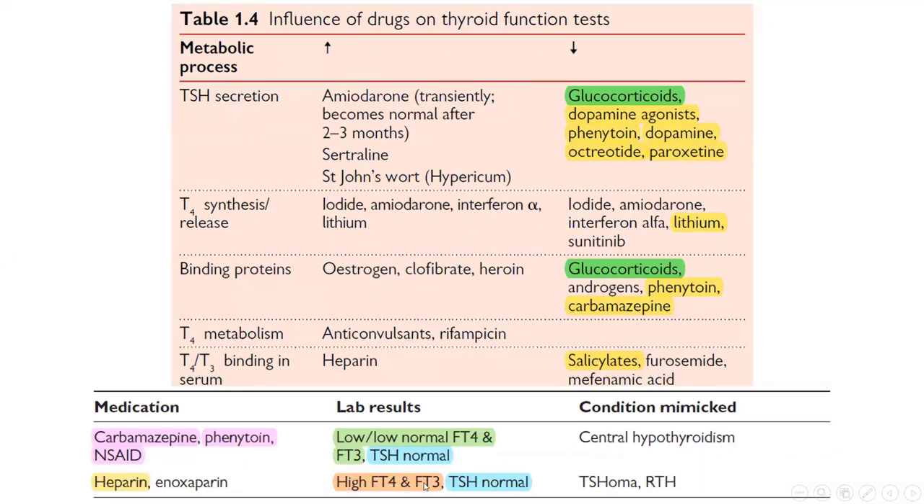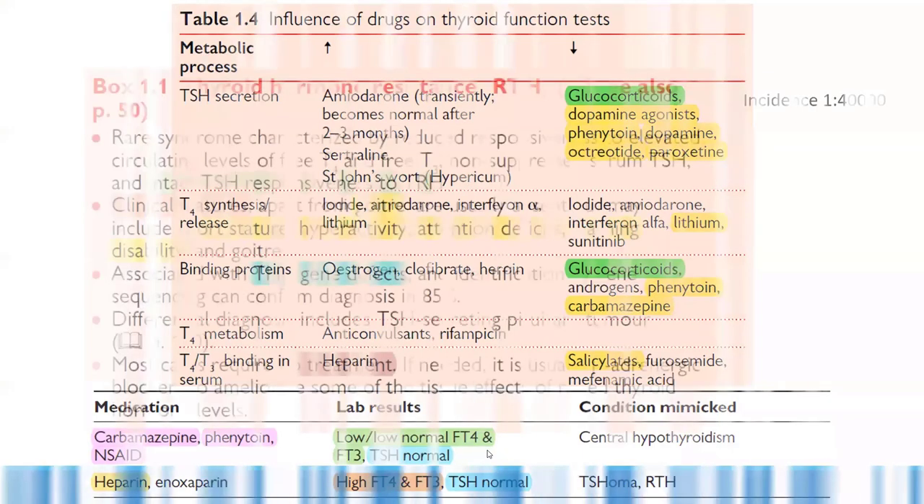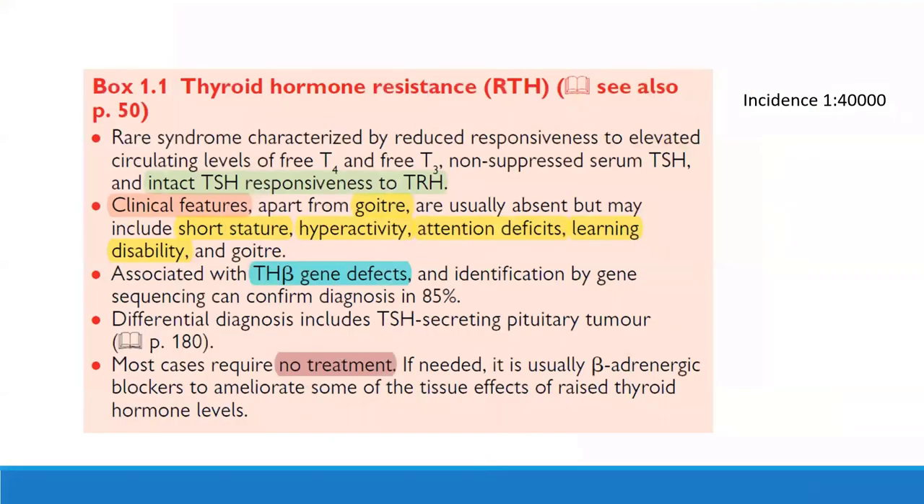T3 and T4 will lead to forced elevation of the free thyroid hormone with normal TSH, mimicking TSHoma and resistance to thyroid hormone. Also carbamazepine, phenytoin, and non-steroidal anti-inflammatory drugs mimic central hypothyroidism, leading to low thyroid hormone with normal TSH. And thyroid hormone resistance is a very important topic in the exam.